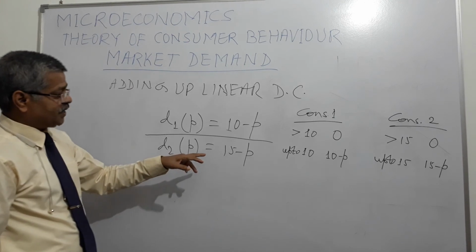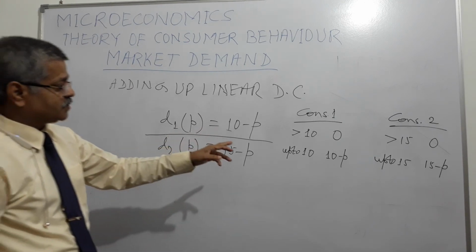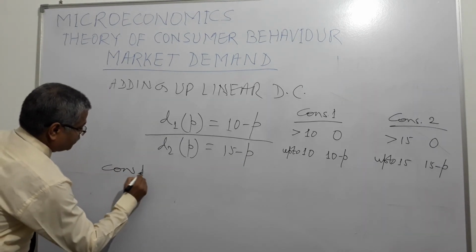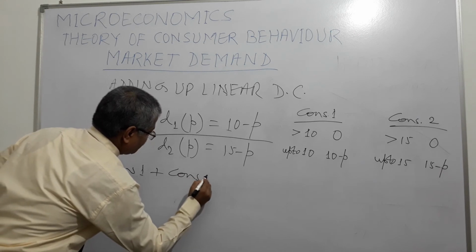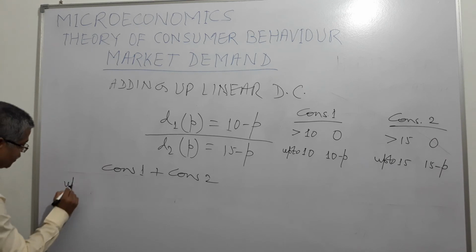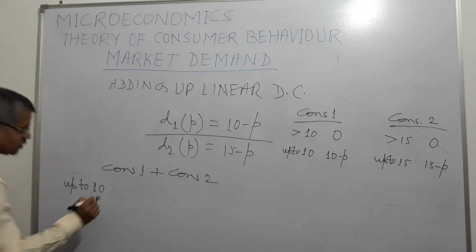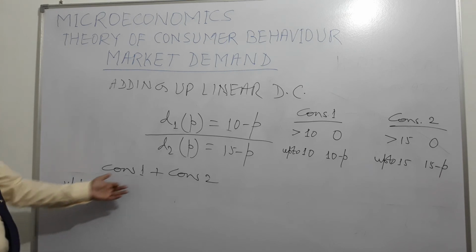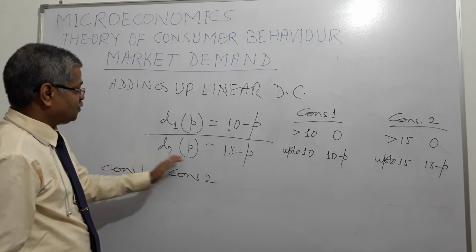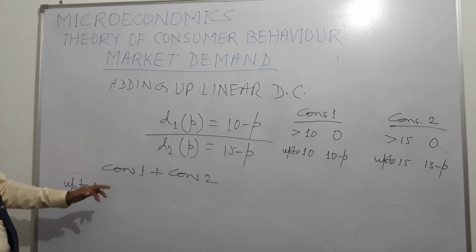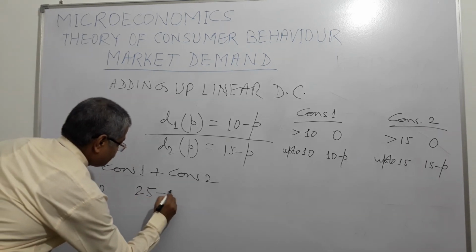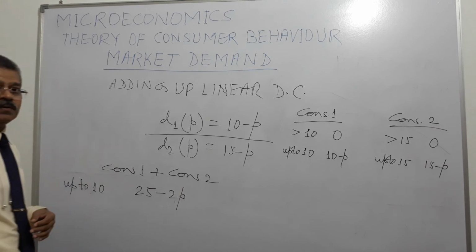So if you take two situations, consumer 1 plus consumer 2, up to a price of 10, what is the market demand? Up to 10, consumer 1 is ready and consumer 2 is also ready. So it combines to 25 minus 2p.